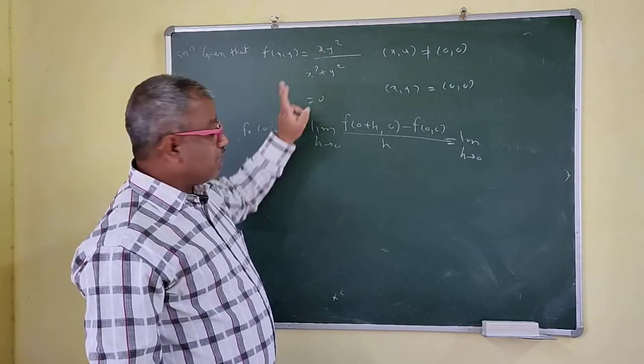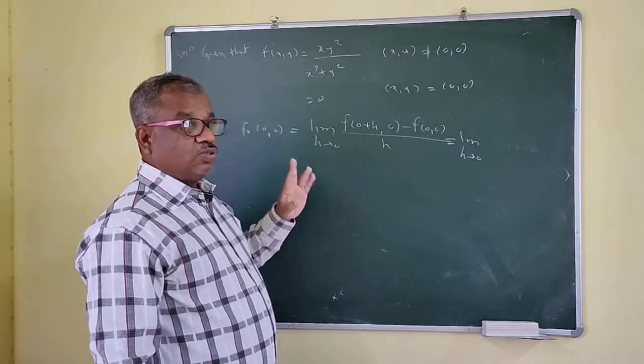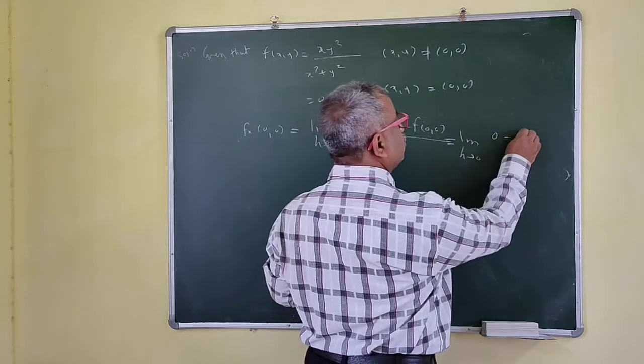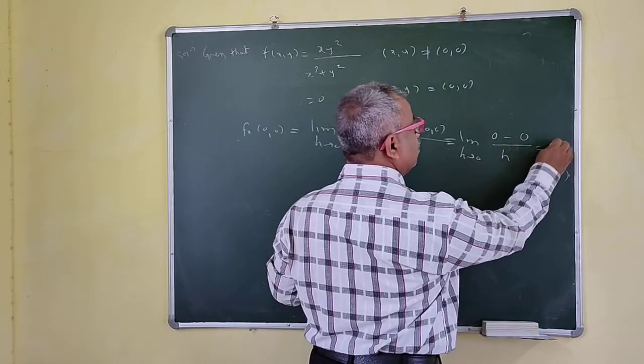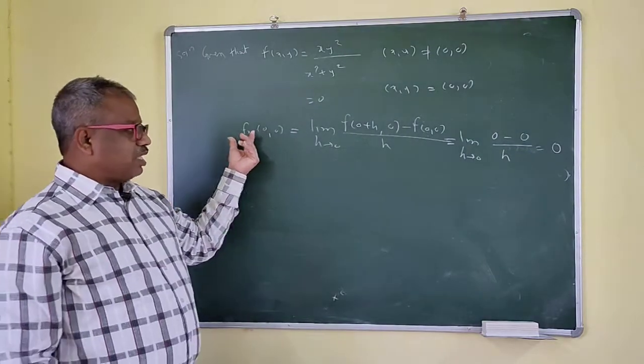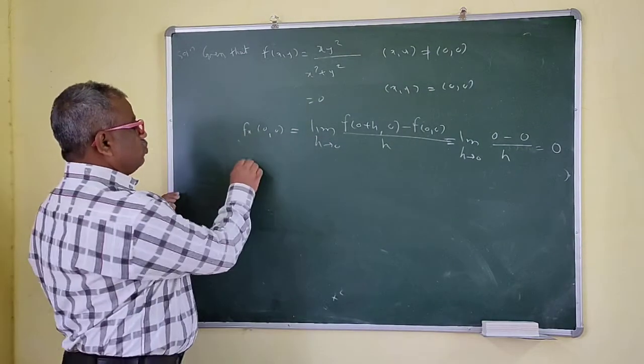0 upon h square, and h is not equal to 0. That means 0 upon non-zero is 0. So this is 0, and f of 0, 0 is directly given as 0. That means your first order derivative with respect to x at 0, 0 exists. So now f y.